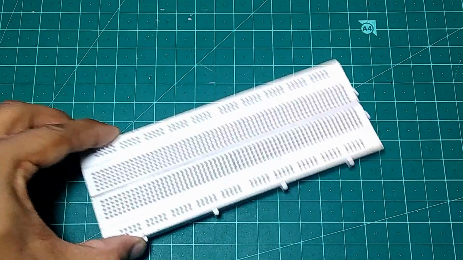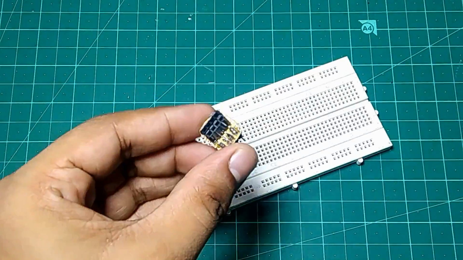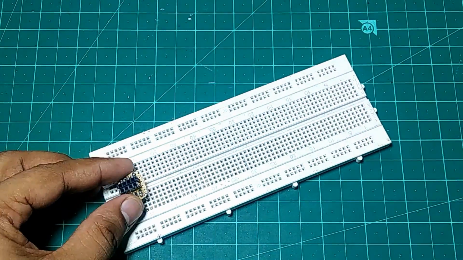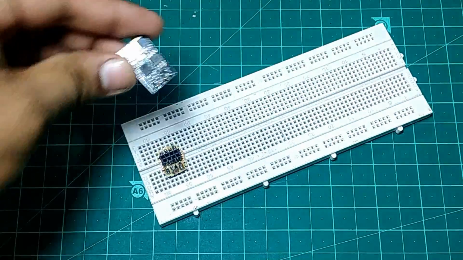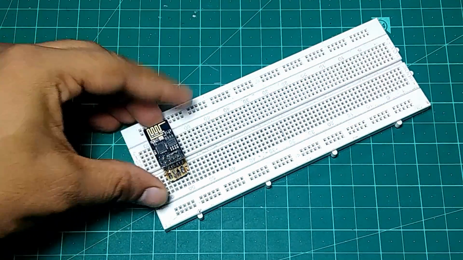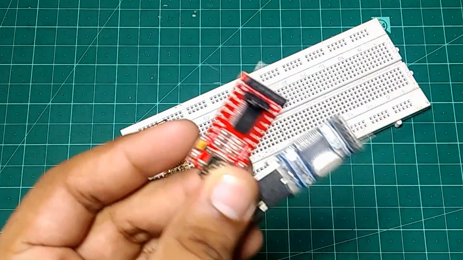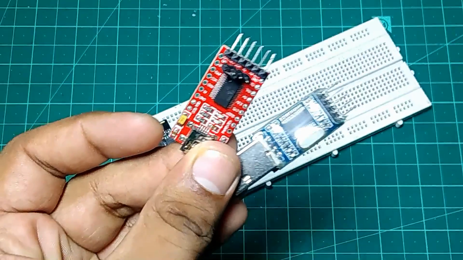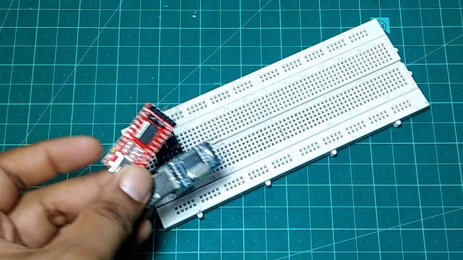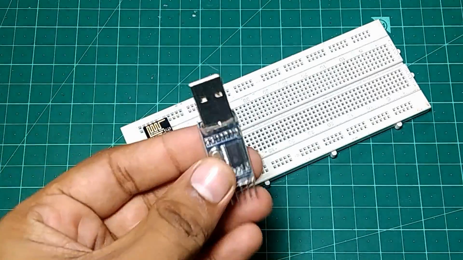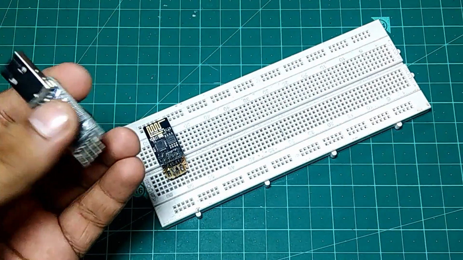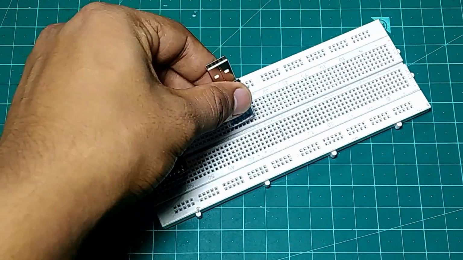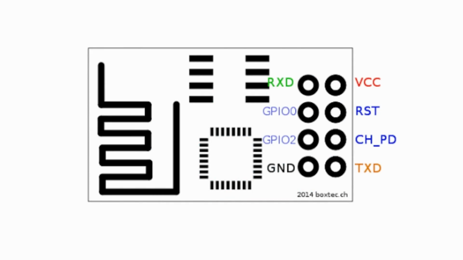Since the ESP cannot fit on the breadboard, I made an adapter for it, so we can use the ESP on the breadboard. Since we need a USB to TTL converter for this, the two most common USB to TTL converters are shown. You can use any of these, and I am gonna use the blue one I have. So put it on the breadboard too. The pin diagram of the ESP is shown.